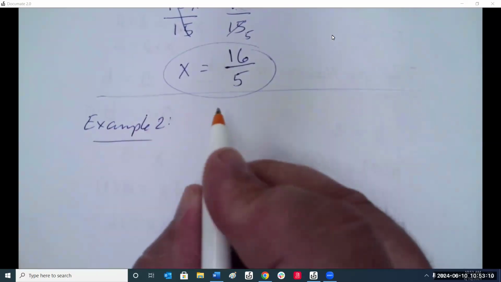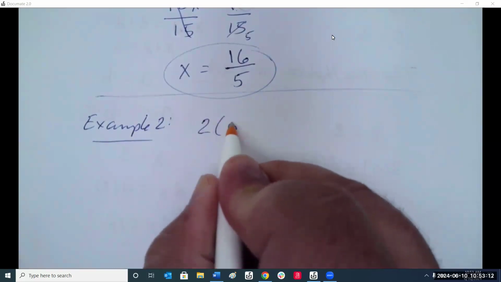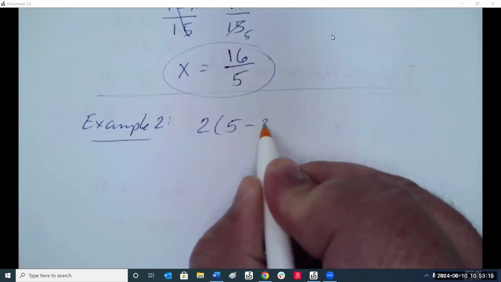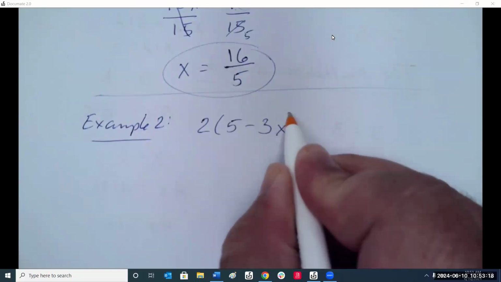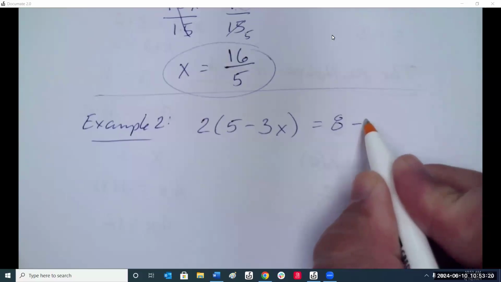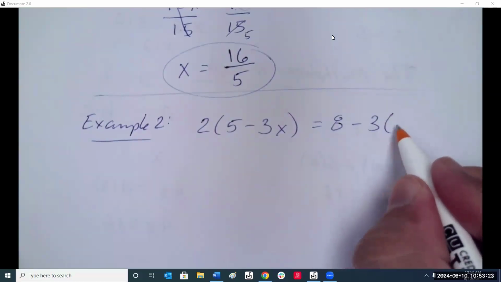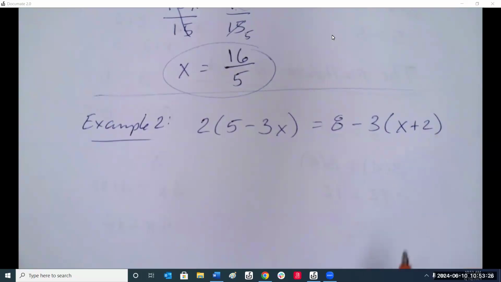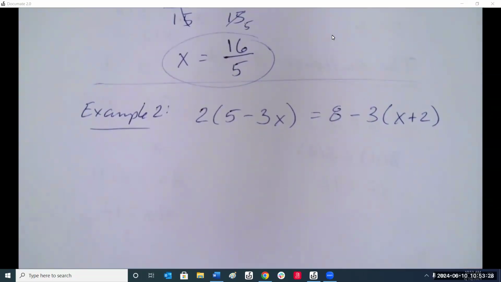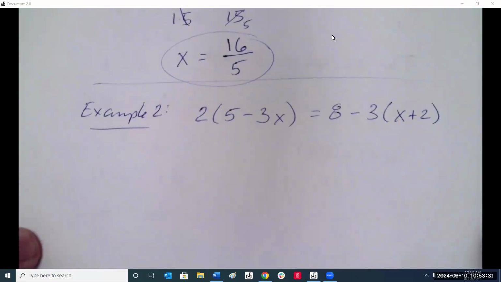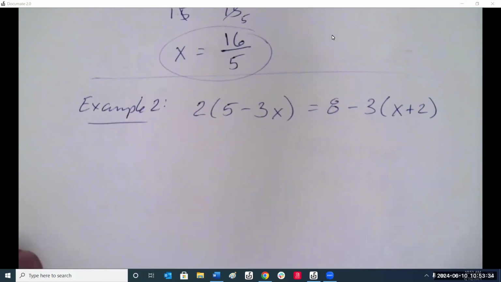Example 2. 2 times (5 minus 3x) equals 8 minus 3 times (x plus 2). So how do we solve this one? What's the first thing you've got to do? There aren't any fractions. That's good. Get rid of the parentheses. Yeah. Since we have x's inside there, we have to get rid of the parentheses.